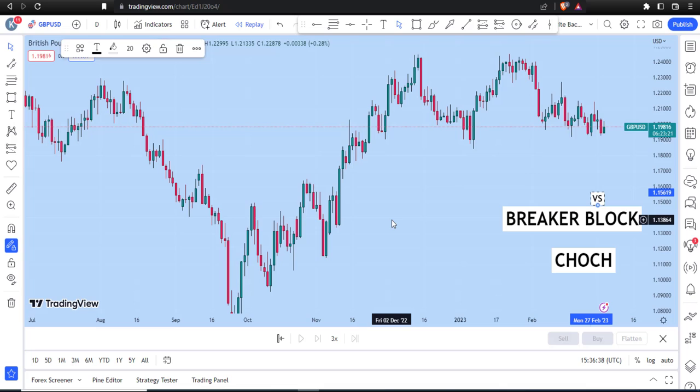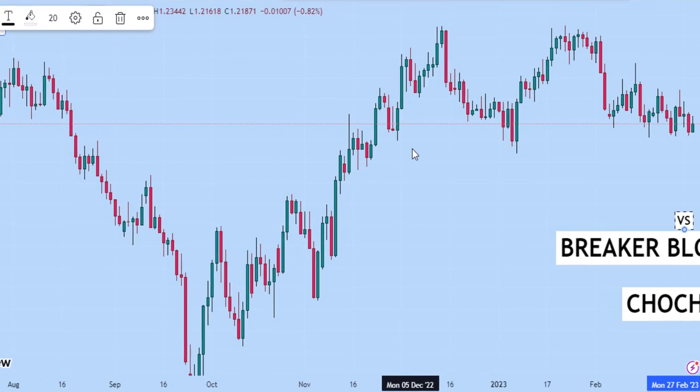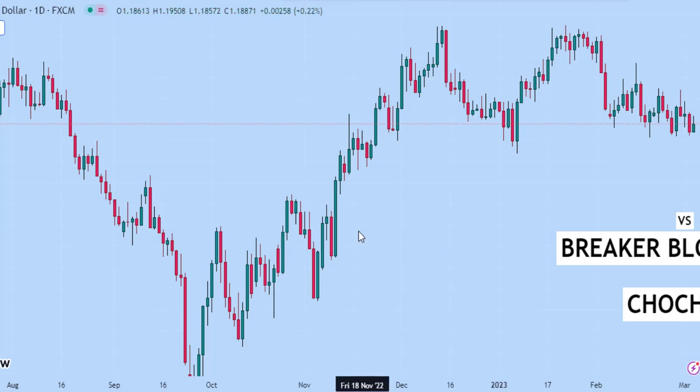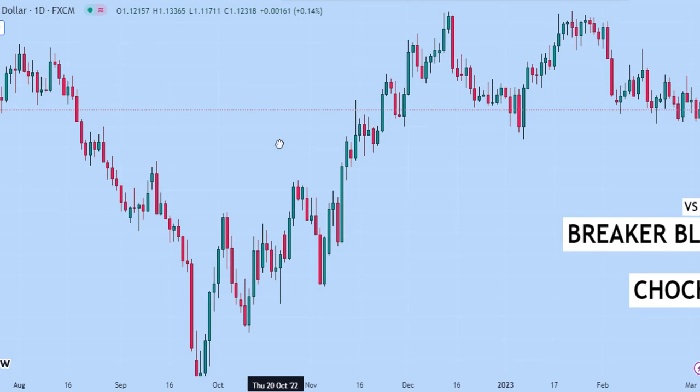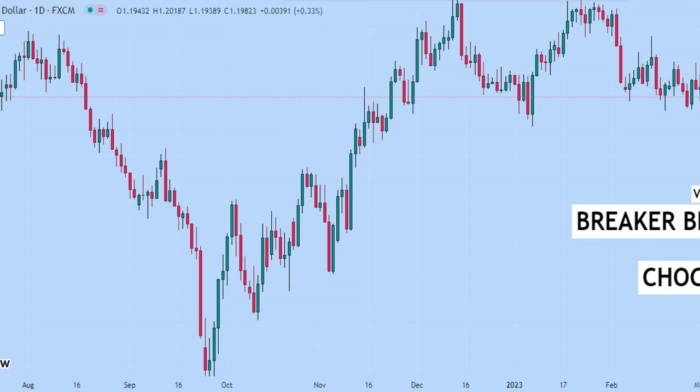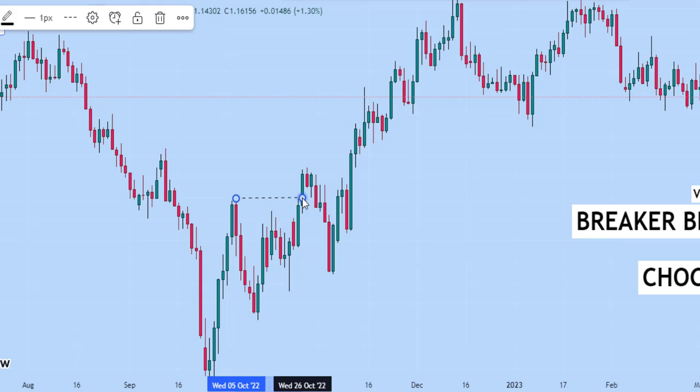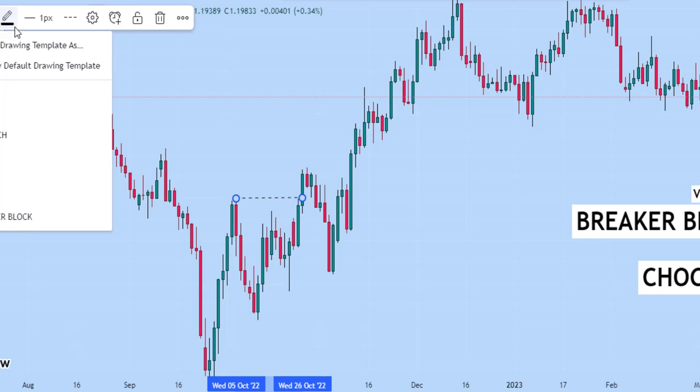A change of character is simply when there is a change from an uptrend to a downtrend, or a change from a downtrend to an uptrend. A typical example of that is here. Look at this. If you look at what is happening on this chart, starting from this level, you can see that price pushed down to this level, came back, pushed up to this level. Look at this. This is what is known as change of character.